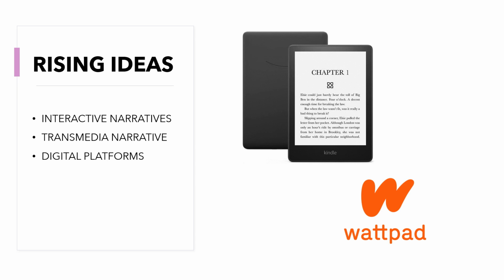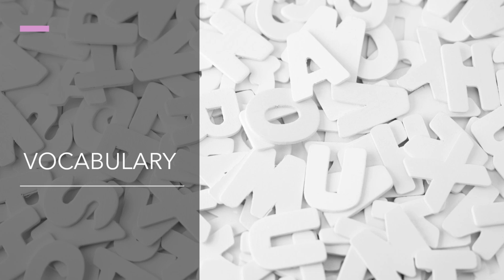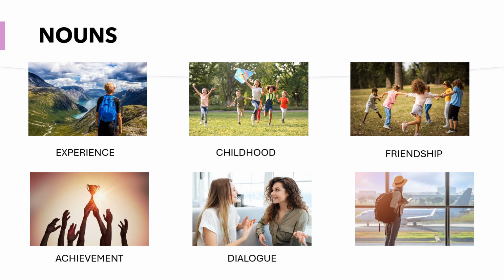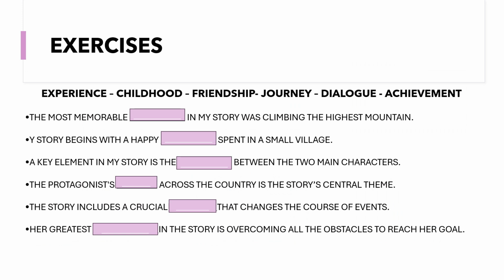bypassing traditional publishing barriers. Here we have some vocabulary nouns with pictures to help relate them to writing stories, like experience, childhood, friendship, achievement, dialogue, and journey. We have an exercise to help differentiate when to use each vocabulary word.